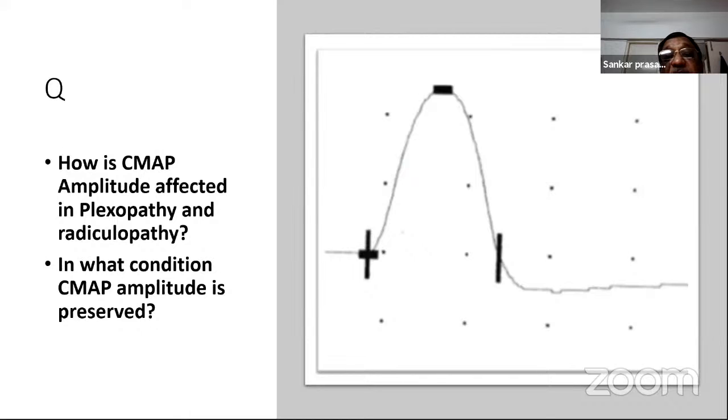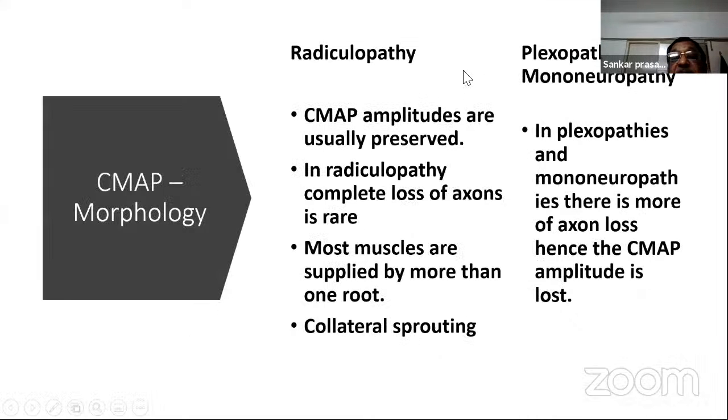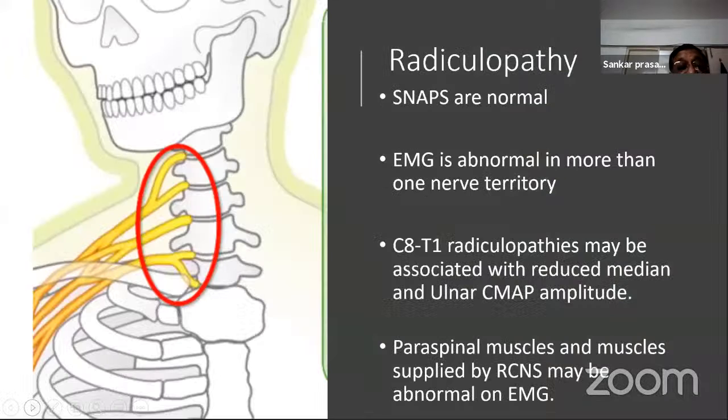Reduced in plexopathy and radiculopathy can be preserved in anterior horn cell disorder. Okay, right. So let's see. In radiculopathy, CMAP amplitudes are usually preserved. Complete loss of axons is very rare. Most muscles are supplied by more than one root, and there is also collateral sprouting, which gives rise to polyphasia, which I showed can happen. In plexopathies and mononeuropathies, there is more axon loss, hence the CMAP amplitude is lost. So that's a simple question which we should go on to.